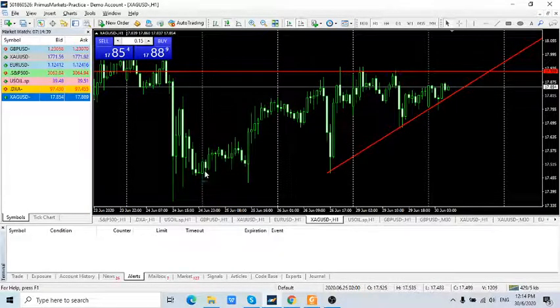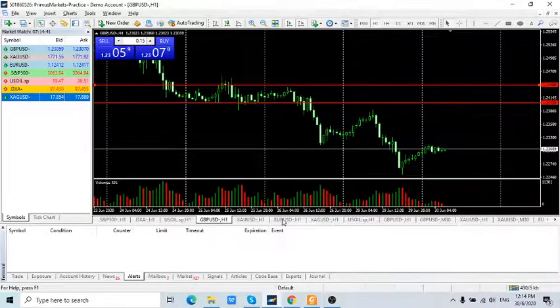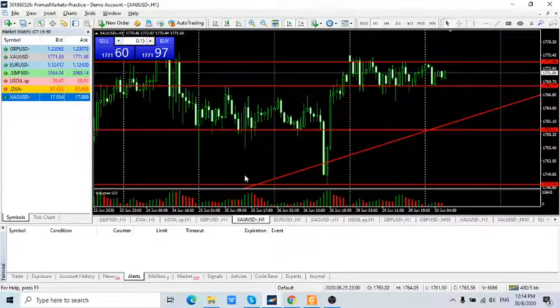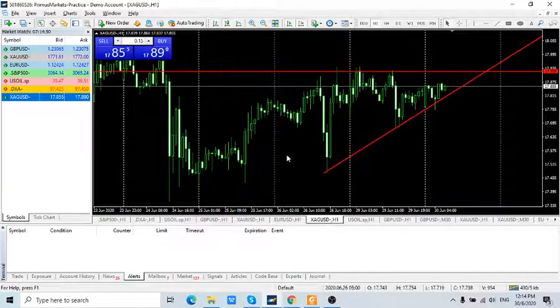So I think that more or less covers the major currency pairs, the UK pound, the euro dollar, and also covers the major commodities such as gold prices and oil prices, and of course we also covered the silver prices.